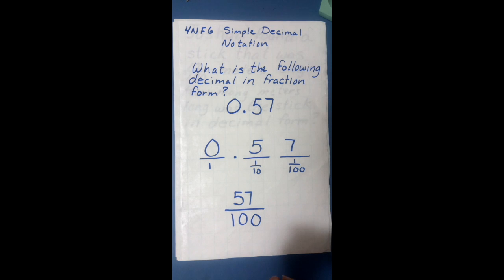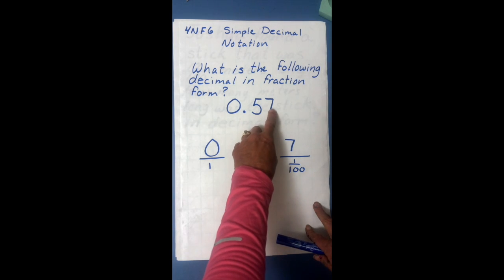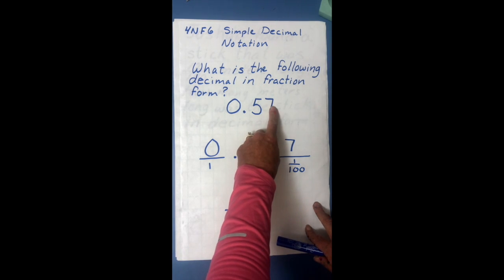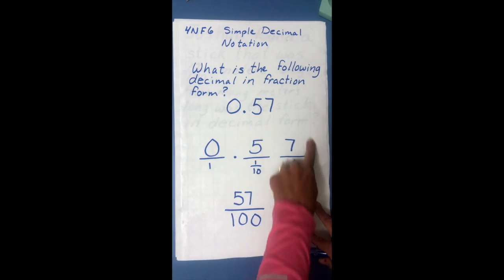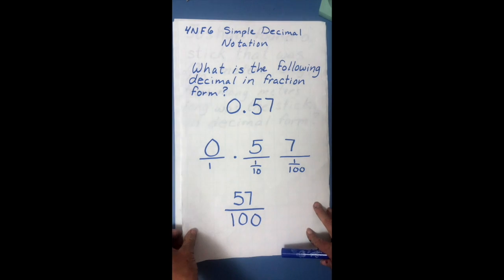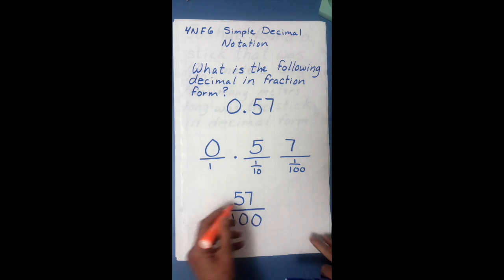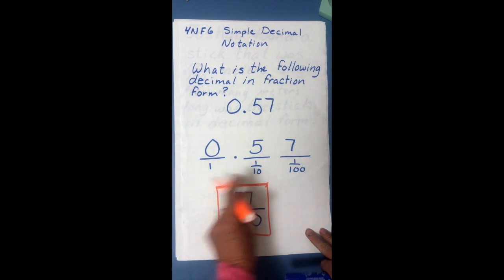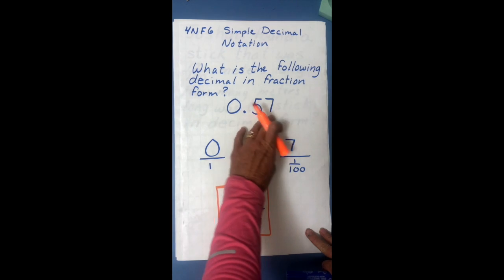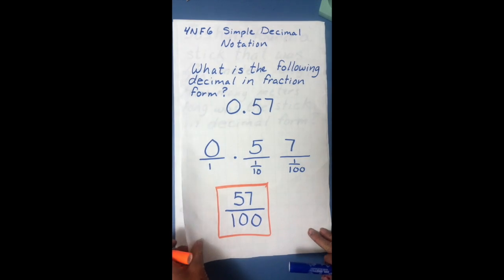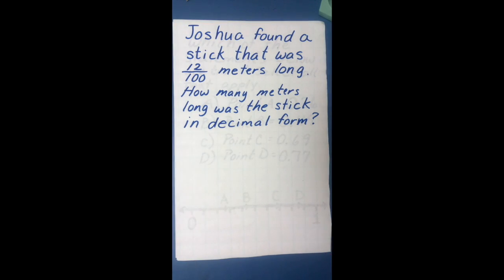If you don't want to do it that way, some people just go 57 tenths hundredths, so they know it's 57 hundredths. But I like to use the place value chart. So this was the answer: 57 hundredths in fraction form. Next problem.